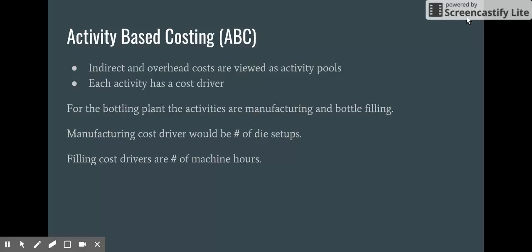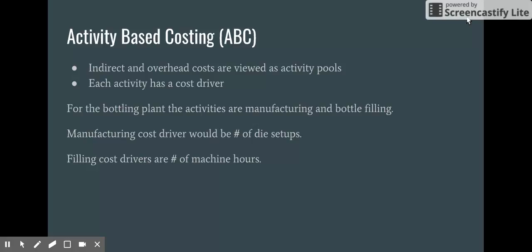Moving on to question 3 with activity-based costing. In activity-based costing, indirect and overhead costs are viewed as activity pools. Different activities would be related and their costs would be added up, and you get an overhead rate for that activity pool. Each activity would have a cost driver.